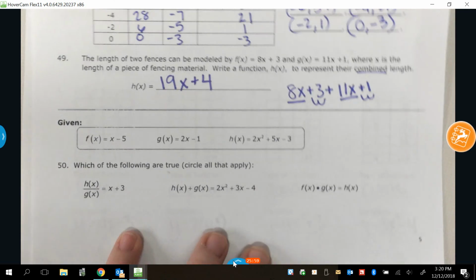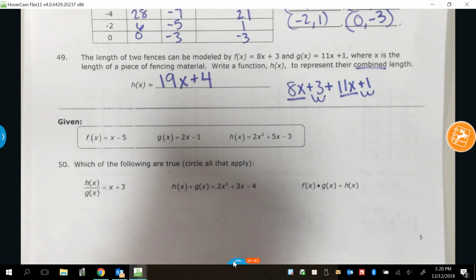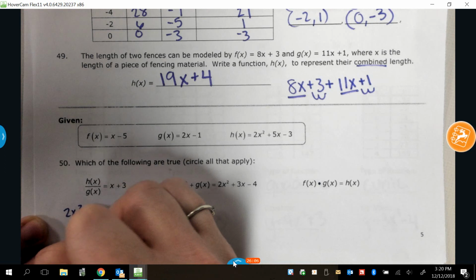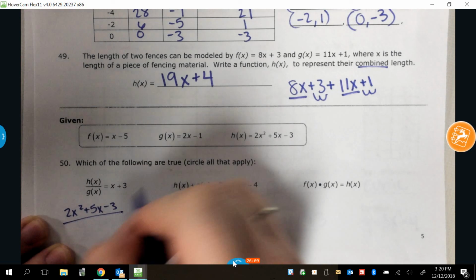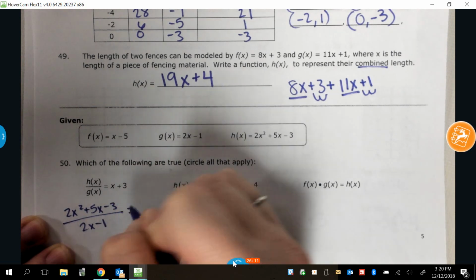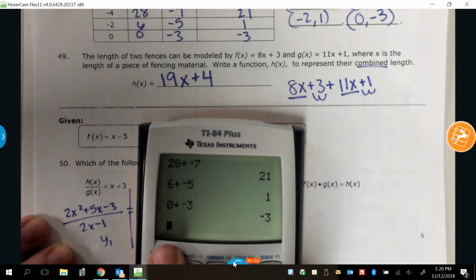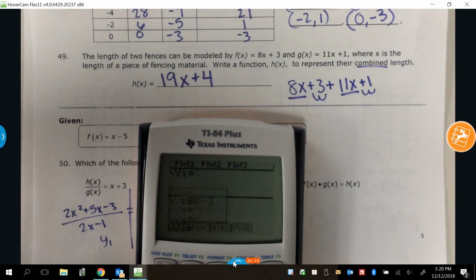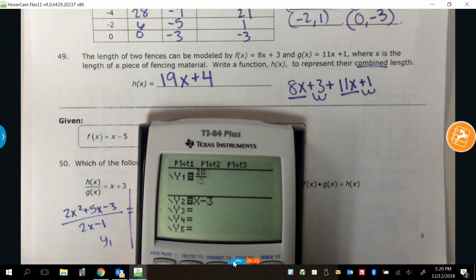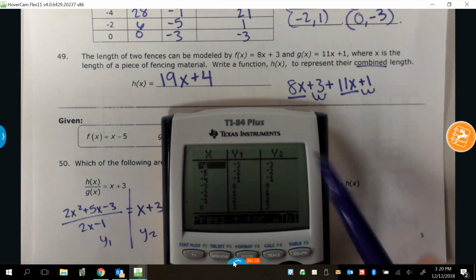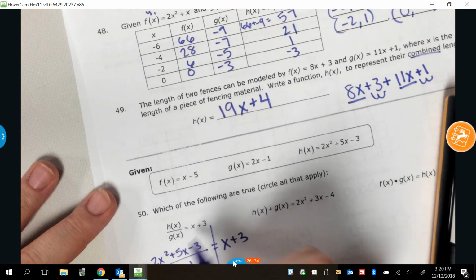Okay, last problem. Guys, do these in the calculator. Okay, h of x divided by g of x, so 2x squared plus 5x minus 3 over 2x minus 1 equals x plus 3. So we're going to plug this side in y1, this side in y2, and see if they match. Alpha y equals, enter. 2x squared plus 5x minus 3 over 2x minus 1. We're going to see if that equals x plus 3. And they all match, therefore this is a yes. So we're going to circle it because it is true.